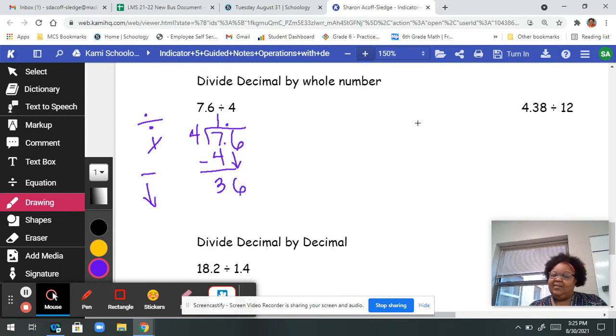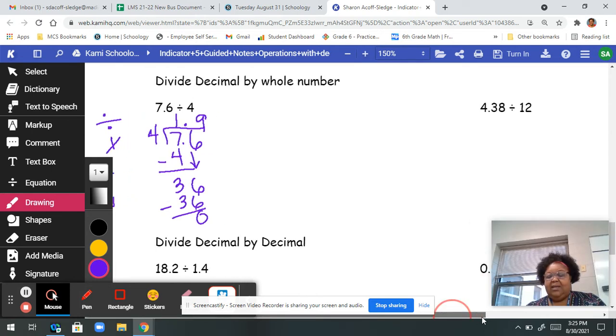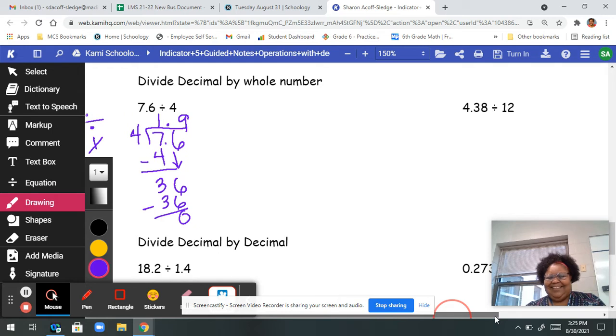Notice we didn't worry about the decimal down here. We took care of it right there. We carried it up. 4 goes into 36 9 times. So that's our divide. 36 divided by 4 is 9. 9 times 4, that's our multiply. And that's our subtract. Nothing to bring down. So with decimals, you don't really want to have a remainder in the sixth grade. You're going to keep adding zeros until you don't have a remainder.